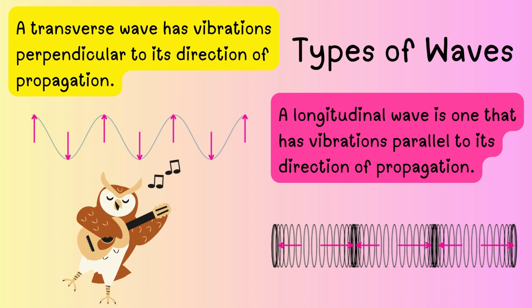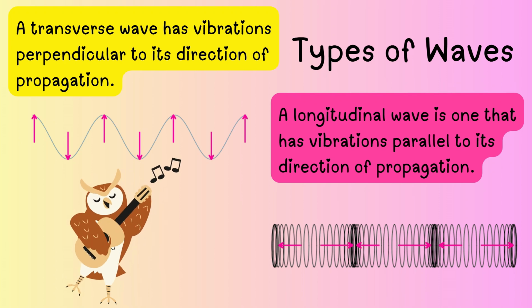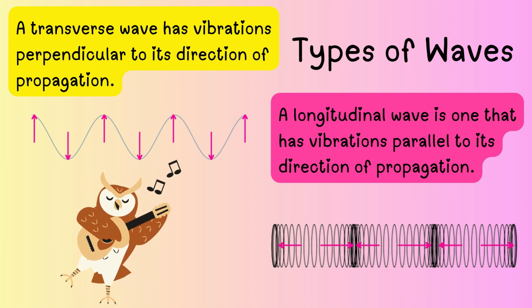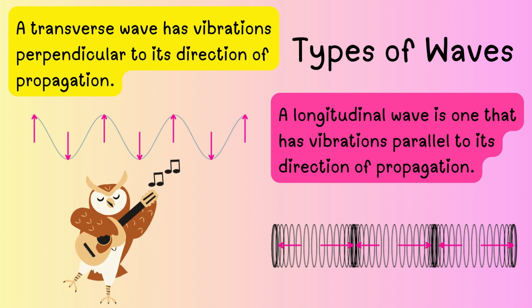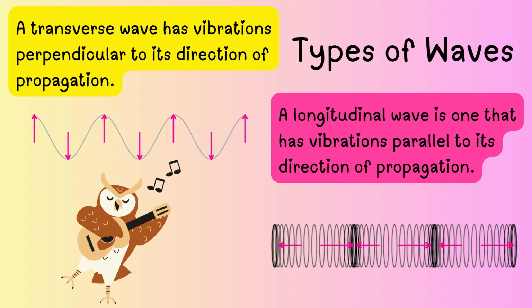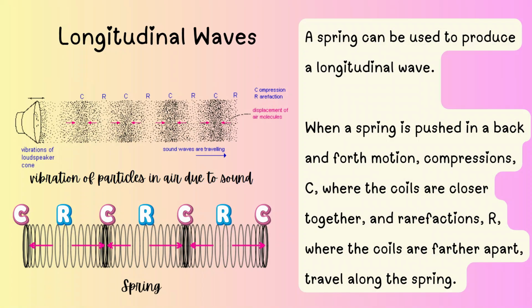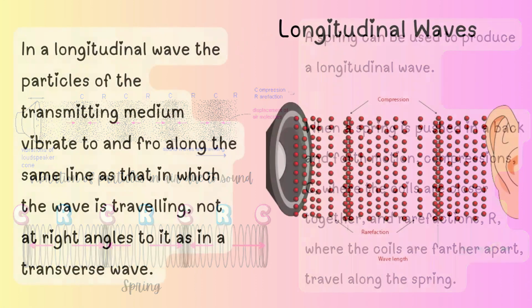Types of waves. A transverse wave has vibrations perpendicular to its direction of propagation, while a longitudinal wave is one that has vibrations parallel to its direction of propagation. A spring can be used to produce a longitudinal wave. When a spring is pushed in a back and forth motion, compressions C, where the coils are close together, and rarefactions R, where the coils are farther apart, travel along the spring.